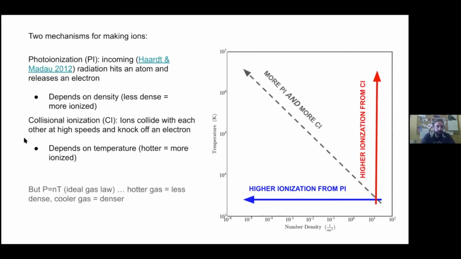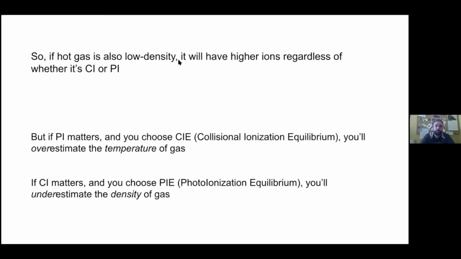And the thing that makes this complicated and hard to deal with is that at the first approximation, either of these is fine, because hotter gas is also going to be less dense, cooler gas is going to be denser. So if you have gas that's anywhere along this line, as you get to hotter and lower density gas, it's becoming more photoionized and more collisionally ionized. So these two mechanisms work together. Basically, they're not fighting each other. And to some extent, that means you can use either one and get a reasonable understanding of the CGM.